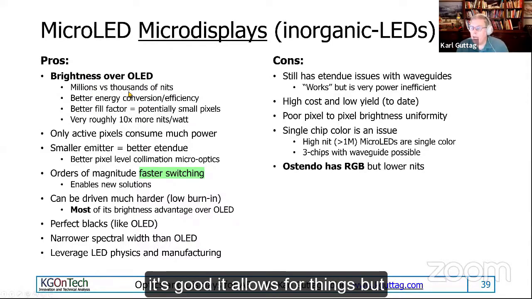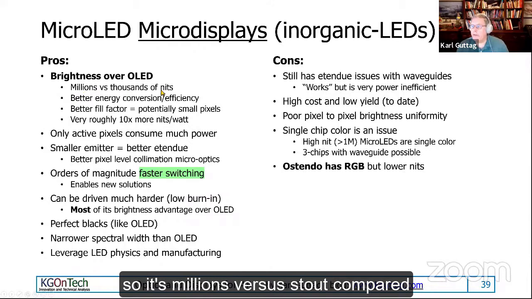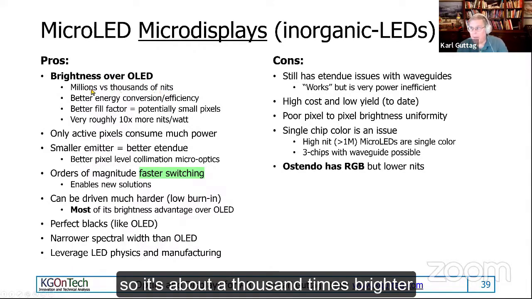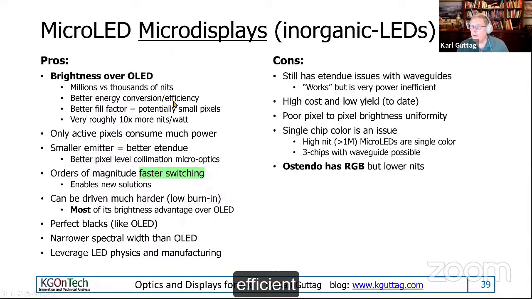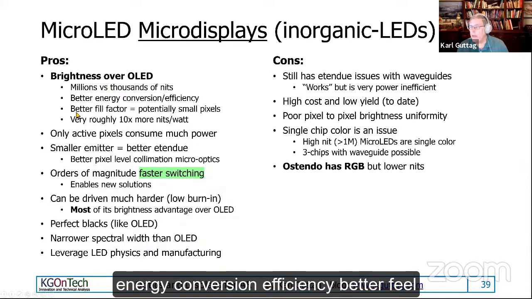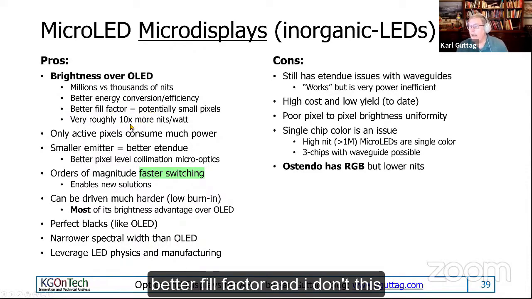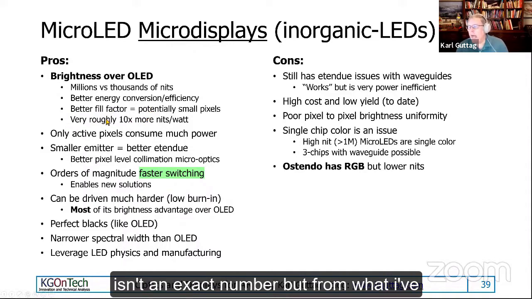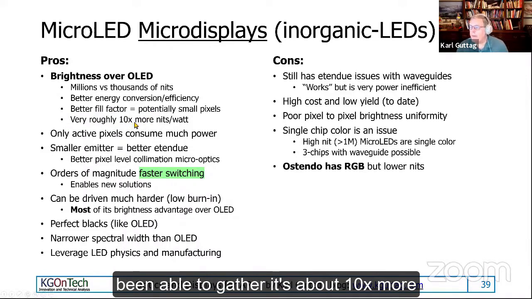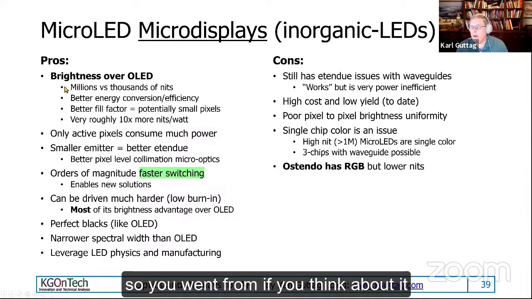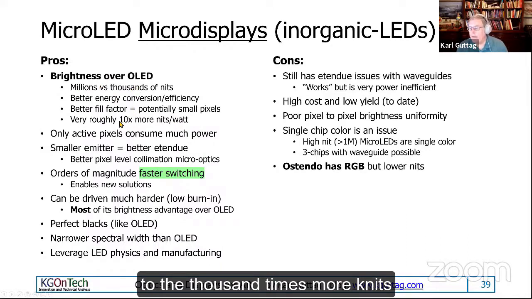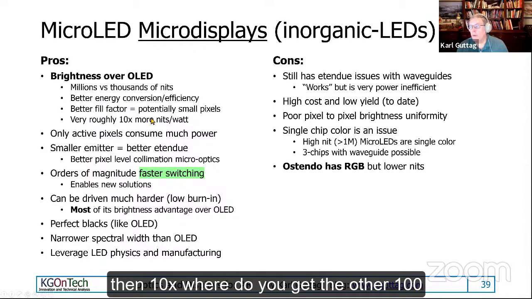It's good. It allows for things. But it's millions versus thousands. Compared to an OLED, it's millions versus thousands of nits. So it's about 1,000 times brighter, potentially. It's better energy conversion efficiency, better fill factor. And this isn't an exact number, but from what I've been able to gather, it's about 10x more nits per watt. So then you might say, how do you get the extra 1,000? So you went from, if you think about it, if it's 1,000 times more nits, then 10x, where do you get the other 100?